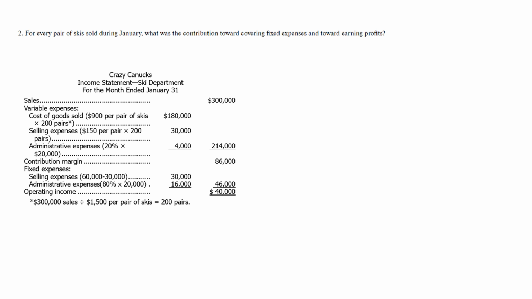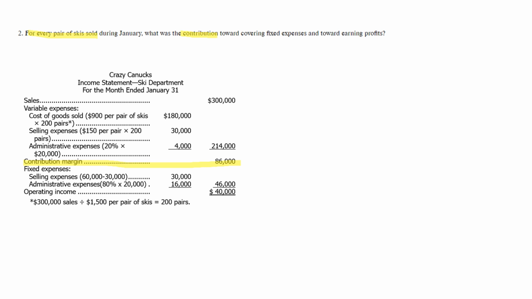Our next required is: for every pair of skis sold during January, what was the contribution toward covering the fixed expenses and toward earning profits? What they're asking for here is what our contribution margin was for every pair of skis sold. If we look at our income statement, we can figure this out. Our total contribution margin was $86,000. This is the amount of money that's going to go toward covering our fixed expenses, and if we cover our fixed expenses, we're going to earn a profit. So that's our first step.